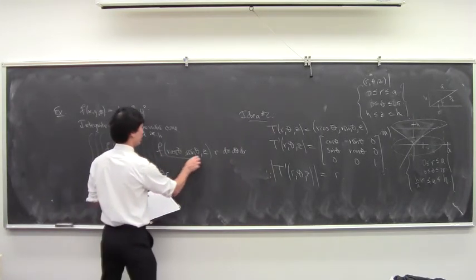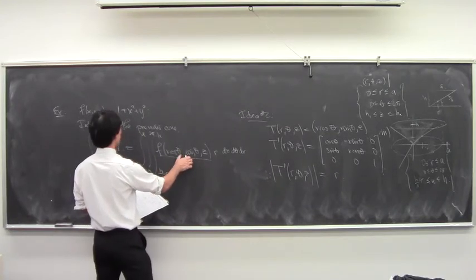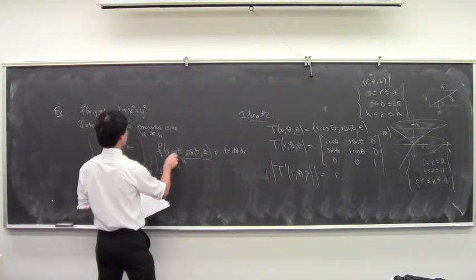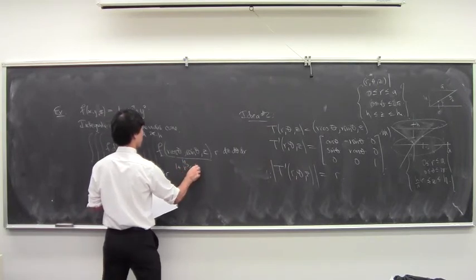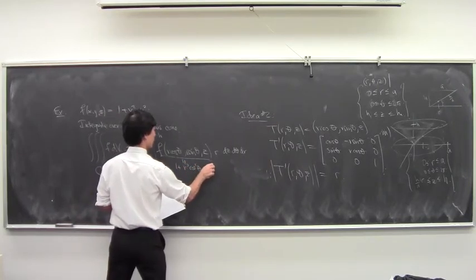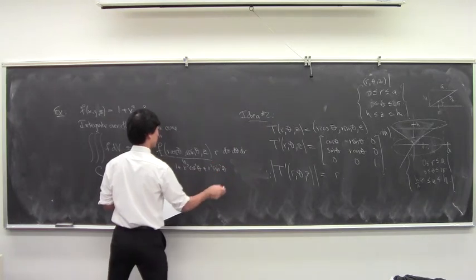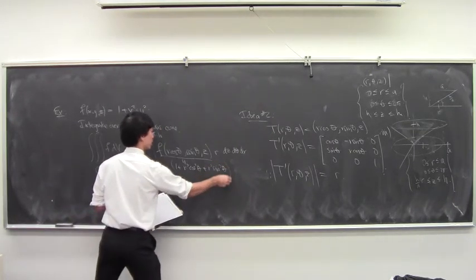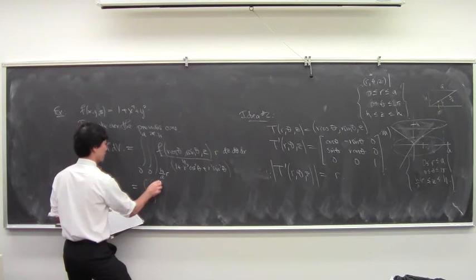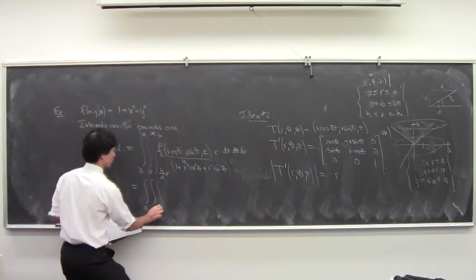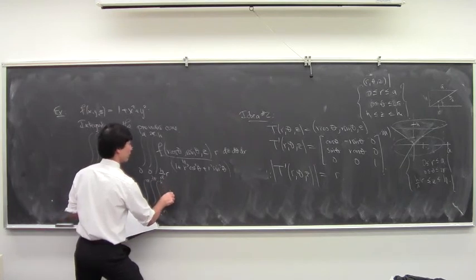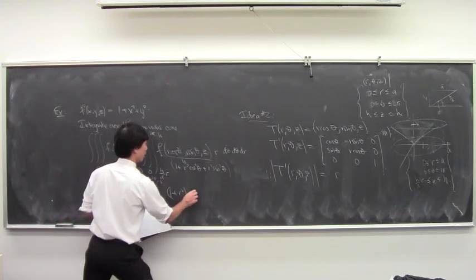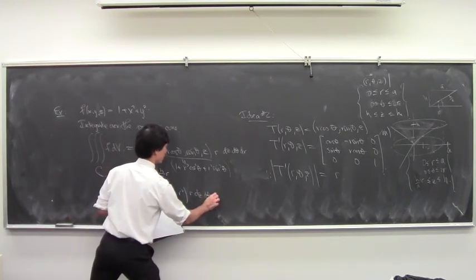And f of r cosine theta, r sine theta, z is, of course, 1 plus x squared plus y squared. So we end up with the integral of h, 1 plus r squared, r dz d theta dr.